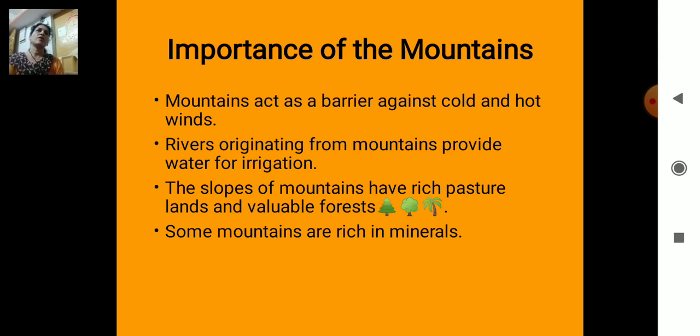Despite this, mountains are very useful to us. How are they useful to us? We'll see. Mountains act as a barrier against cold and hot winds. Rivers originating from mountains provide water and irrigation. The slopes of mountains have rich pasture land and valuable forests. Some mountains are rich in minerals.